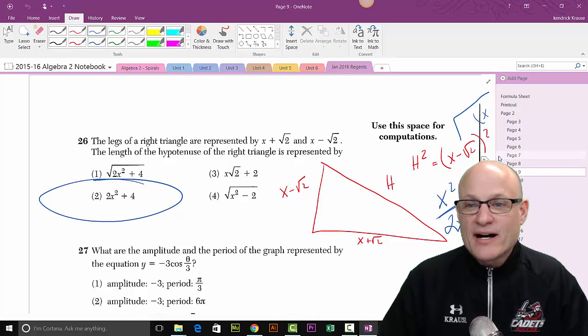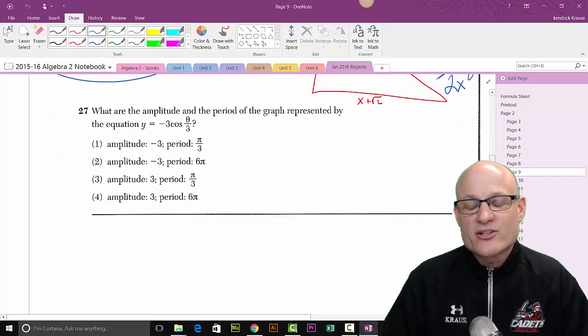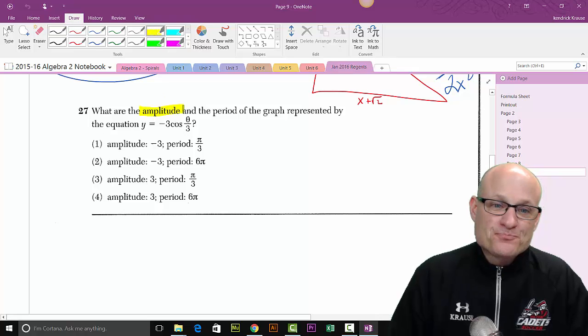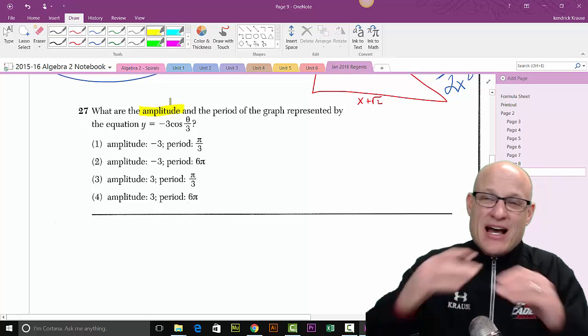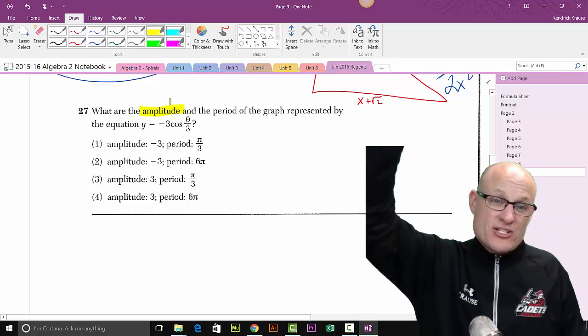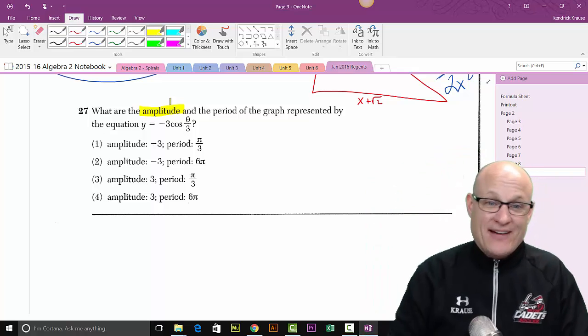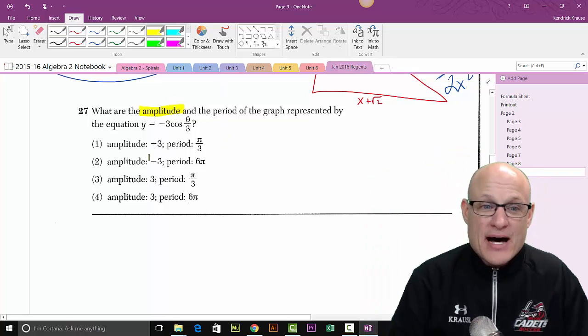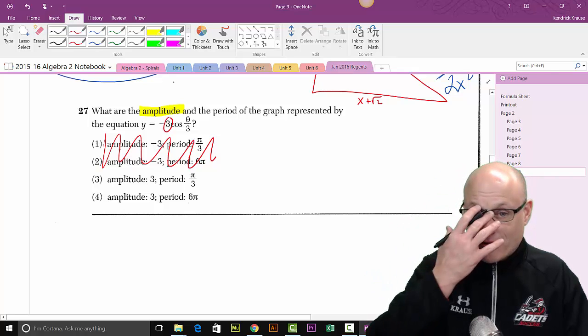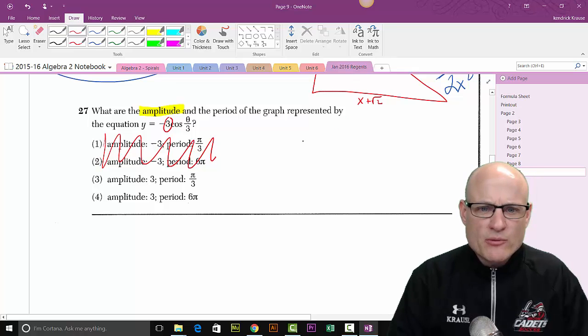Yay, last problem. Oh my gosh, I felt so bad for you because I know some of you screwed up on this one. Amplitude. Amplitude describes how high or low your curve is going to go. How much amplitude, how much fluctuation do you have? It is always positive, which means these answers can't be right. Amplitude must always be positive, and it's positive 3. I don't care about the negative. The negative just tells you which direction it's going to go first, and that just gives you a reflection.